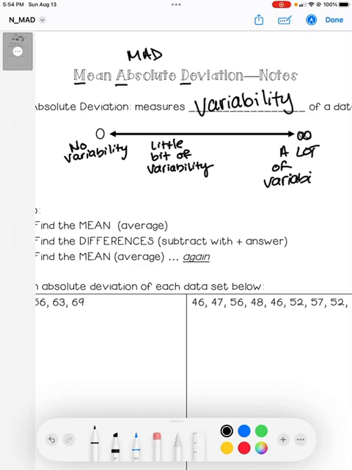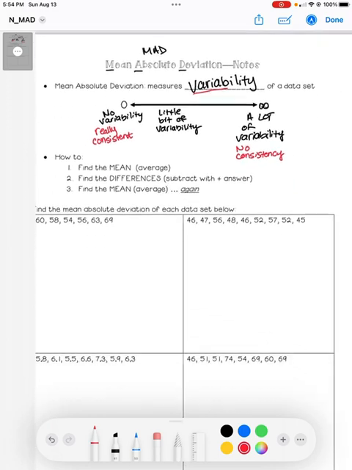Variability, if I can spell it right, comes from variable, right? And variable comes from change. So if you have no change, then your results are really consistent. But if you have a lot of variability, then you have no consistency. Okay, so that's what mean absolute deviation is, or I guess what it measures. How do we find it, though?